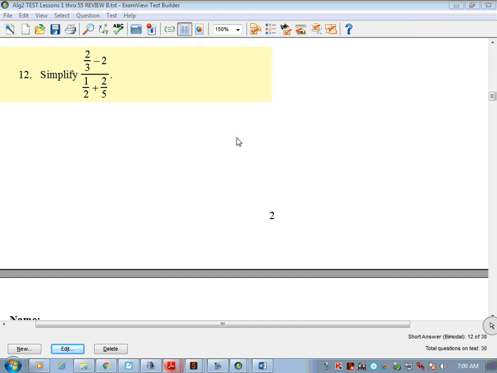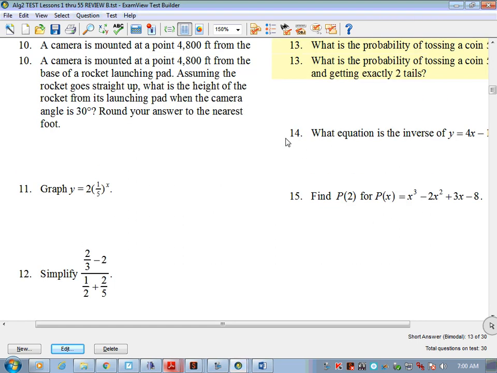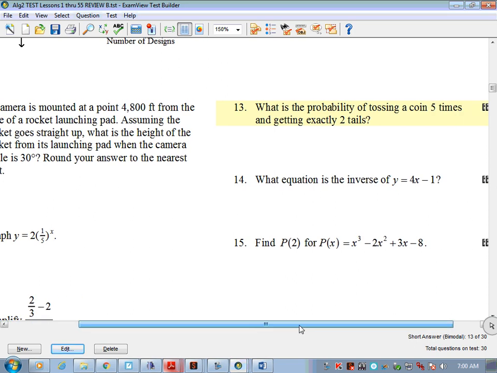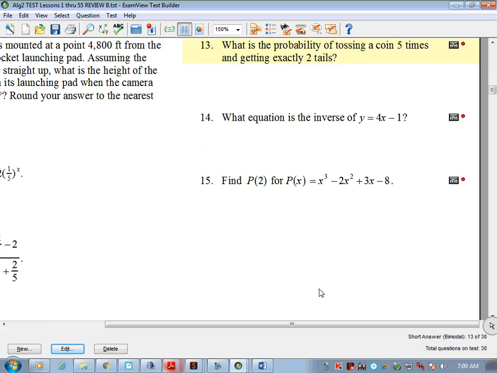Let's come back up. Question number 13. Question number 13 says, what is the probability of tossing a coin 5 times and getting exactly 2 tails? On question number 13, we want to look at lesson 49, using the binomial theorem. And so I'm actually going to turn over there because there's a specific formula that you want to use for this.